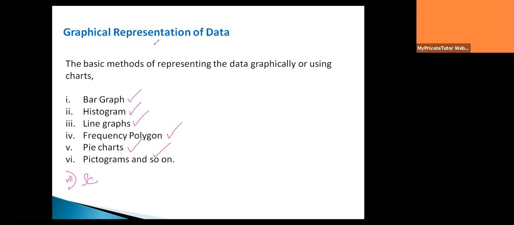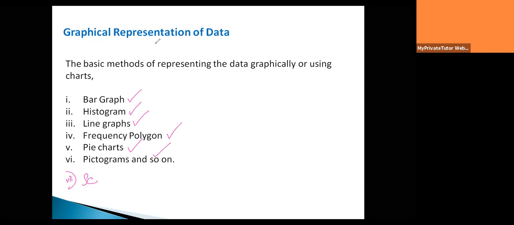Generally we represent the data graphically, I mean, using graphs or charts like this. Okay, let's try and learn each one separately, guys. So the first one is bar graphs. What do you mean by a bar graph?